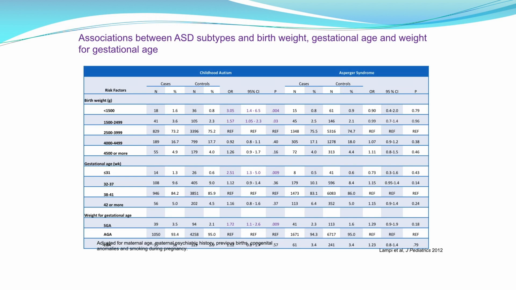And we also looked at, here now we're looking at a couple of different ASD subtypes, childhood autism and Asperger syndrome. And this is just the way the study evolved. Here we looked at certain subtypes.